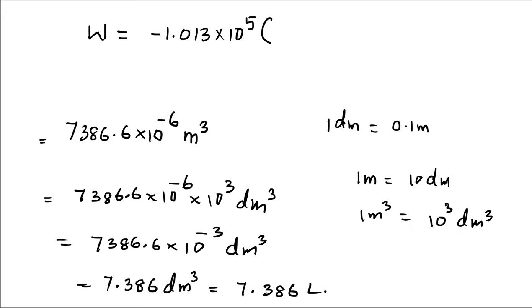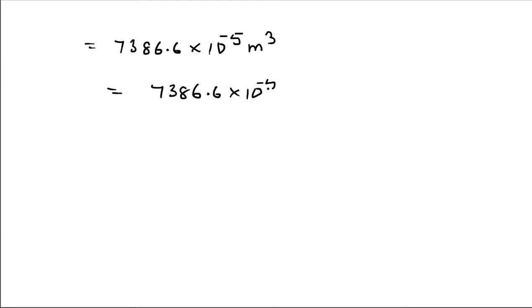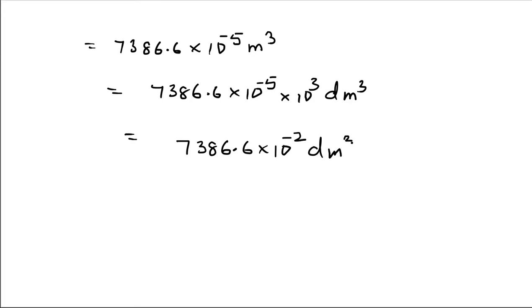Now the final value. How do we get the final value? Same thing. We should take 7386.6 times 10 raised to the power of negative 5 meter cube. So that's going to be 7386.6 times 10 raised to the power of negative 5 times 10 power 3 decimeter cube. So that will give us 7386.6 times 10 raised to the power of negative 2 decimeter cube.